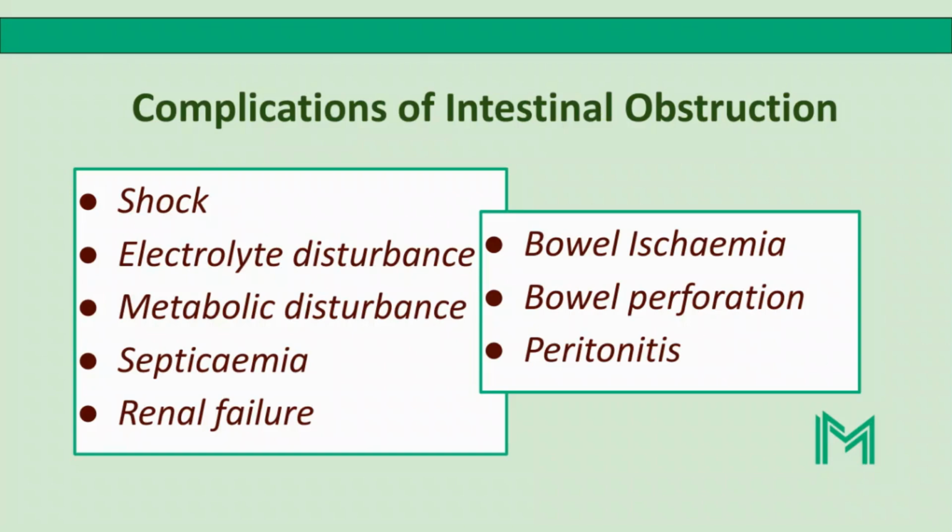We have already seen that there can be septicemia, okay, because of the bacterial translocation. And we also see that there can be renal failure. Why renal failure? Renal failure can be caused by acute kidney injury, either from the dehydration that occurs, the shock, and even the sepsis, okay, can shut down the kidneys acutely. So that's another complication of intestinal obstruction, renal failure, either from the dehydration, the shock, or the sepsis.